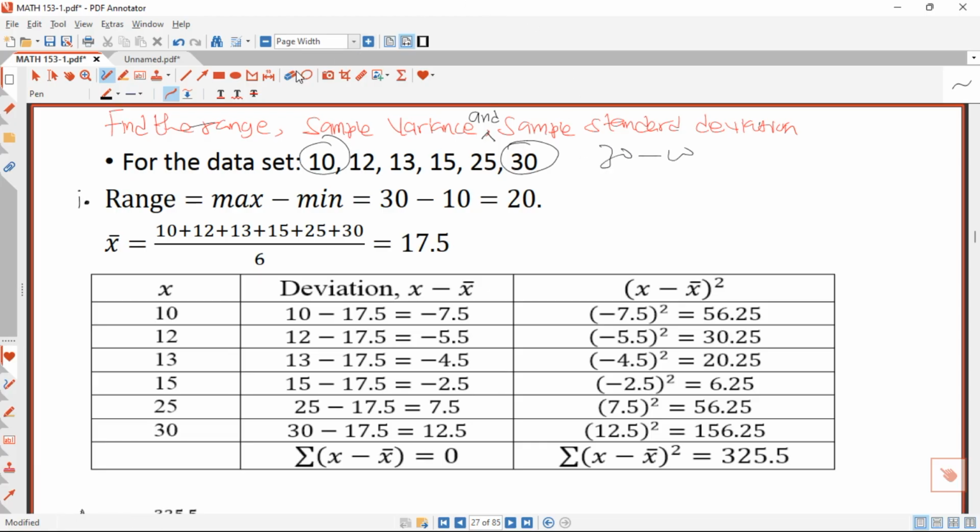As you have seen the solution here, 30 minus 10 is going to give us 20. So the range of the above data set is 20, right? And then we have been asked to calculate the sample variance.